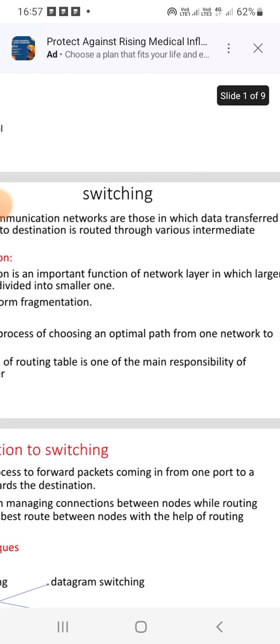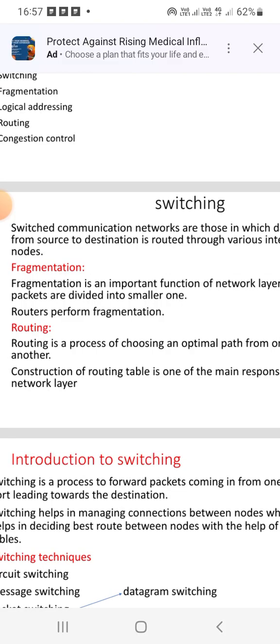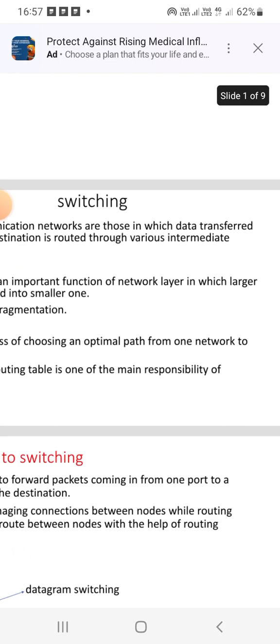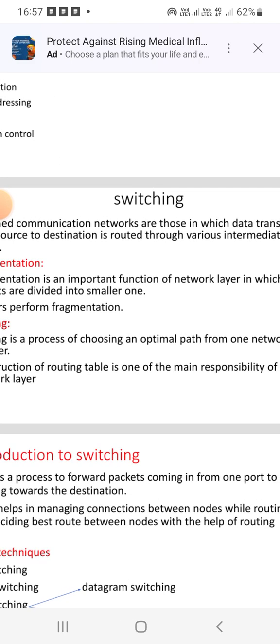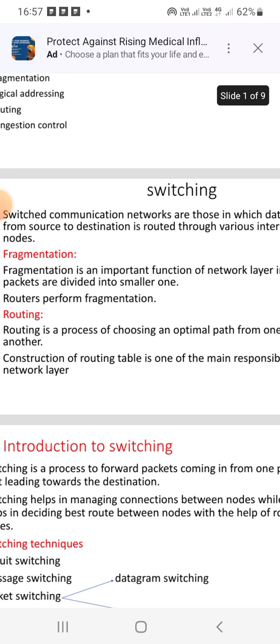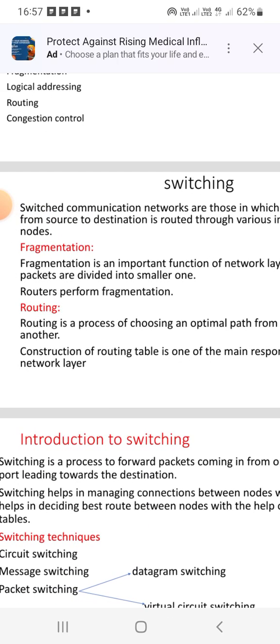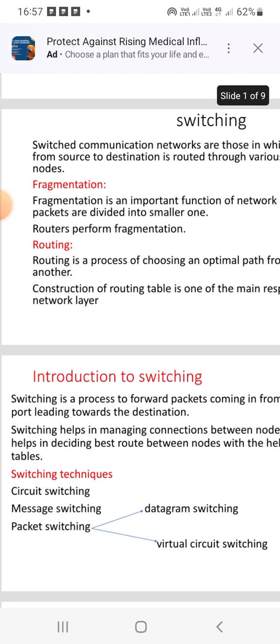Switched communication networks are those in which data transferred from source to destination is routed through various intermediate nodes. Through intermediate nodes, data can be transferred from sender to receiver. That is switching. Fragmentation. What is meant by fragmentation?